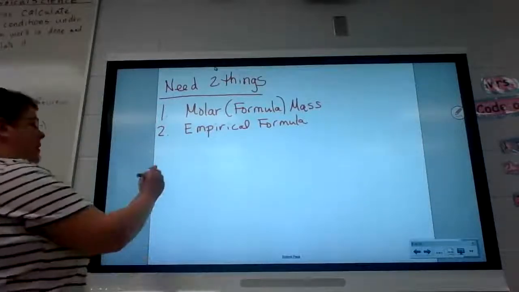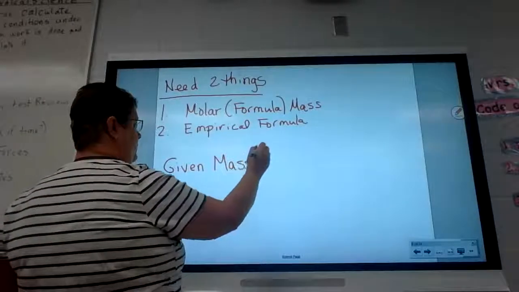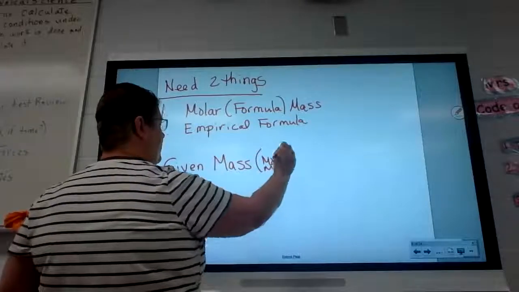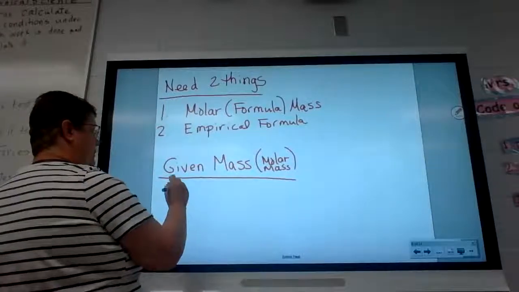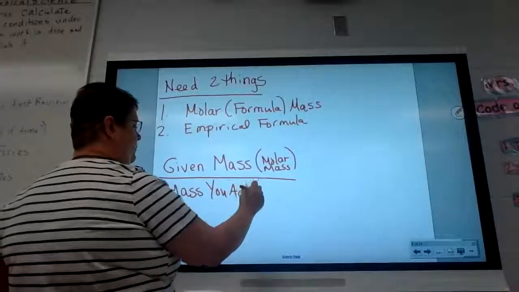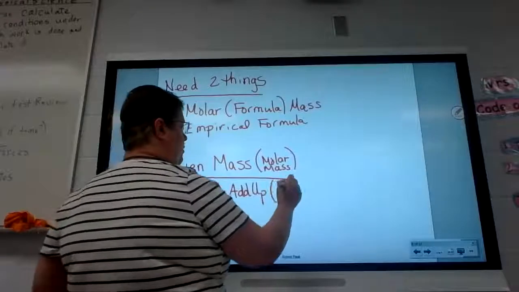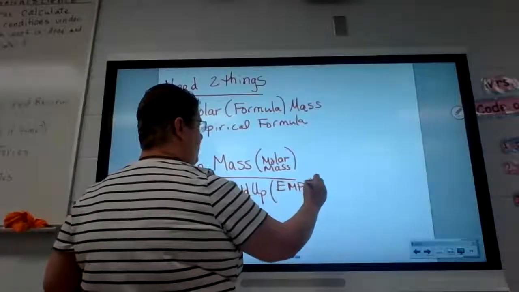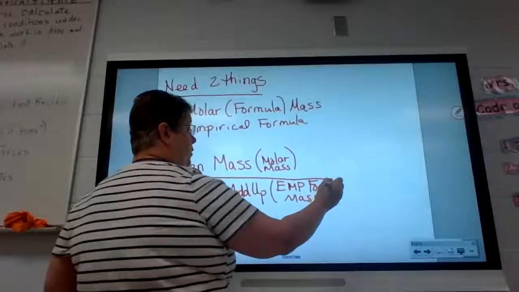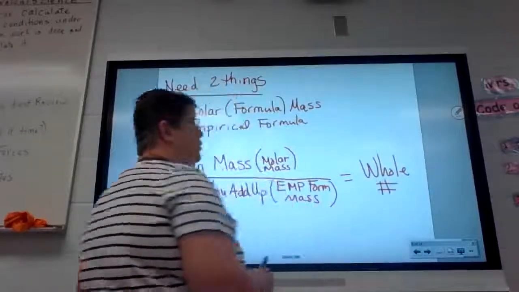So, you're going to take the given mass, which is the molar mass. You're going to divide it by the mass you add up, which is the empirical formula mass. And when you divide, you're going to get a whole number, like 1, 2, 3, 4, 5.